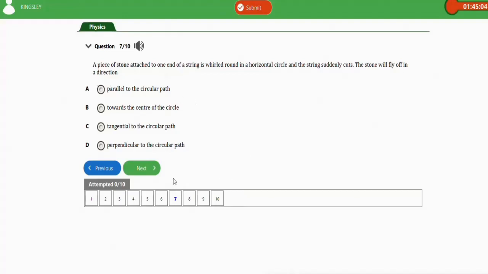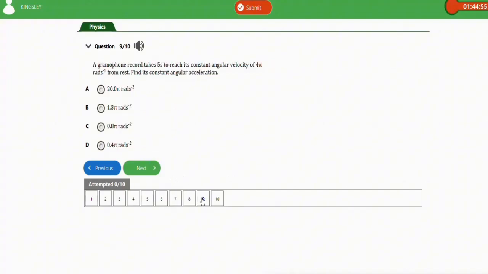Alright, so let's go to the next repeated question, which is this. It says a gramophone record takes 5 seconds to reach its constant angular velocity of 4 pi radian per second from rest. Find its angular acceleration. So for this particular problem, we have the angular velocity, omega, to be 4 pi radian per second, and we have the time to be 5 seconds. So we are looking for the angular acceleration.